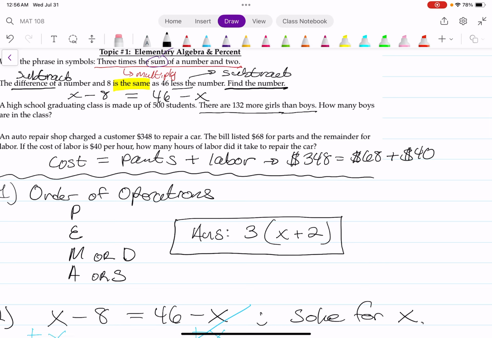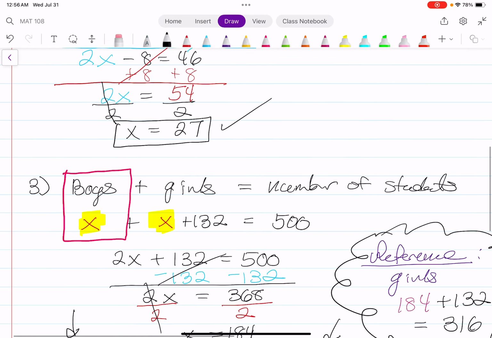When you review your words and your operations, in this case, the word per is going to represent multiplication, because for every hour that is worked on this car, you are being charged $40. So if it's 2 hours, you're being charged 40 times 2, which is $80. So we're going to call that 40x. That's the equation we want to solve for question number 4.